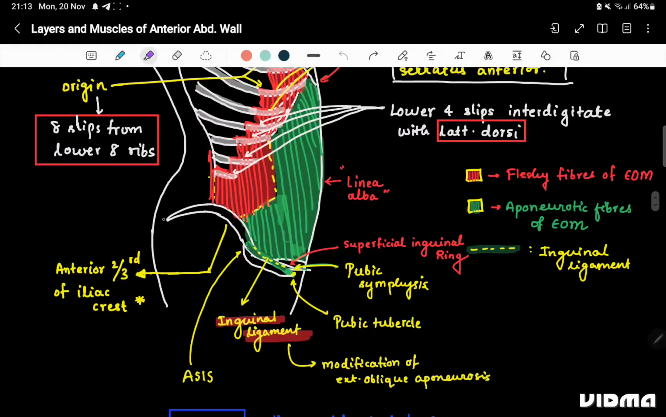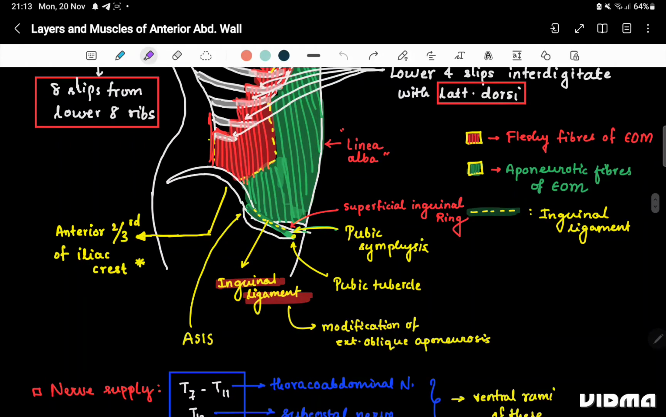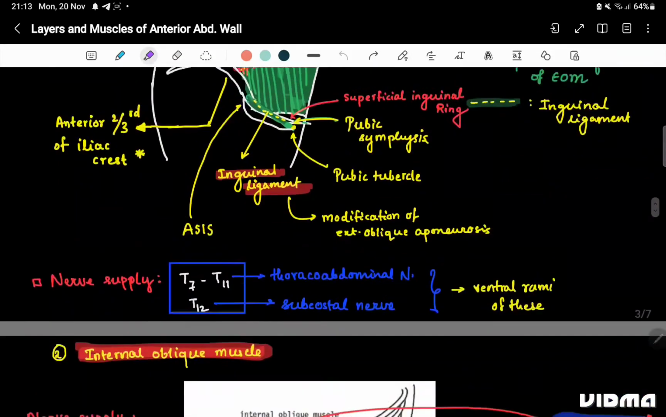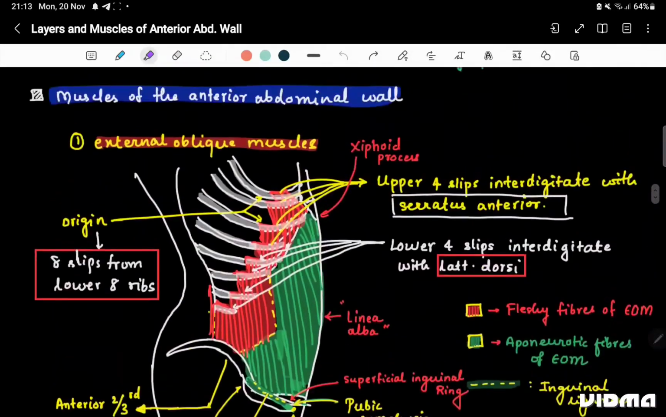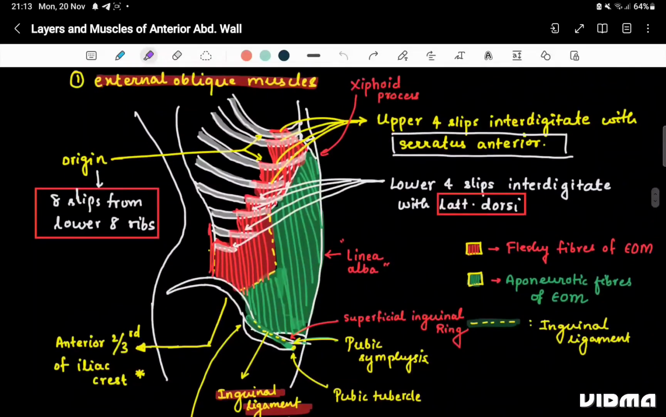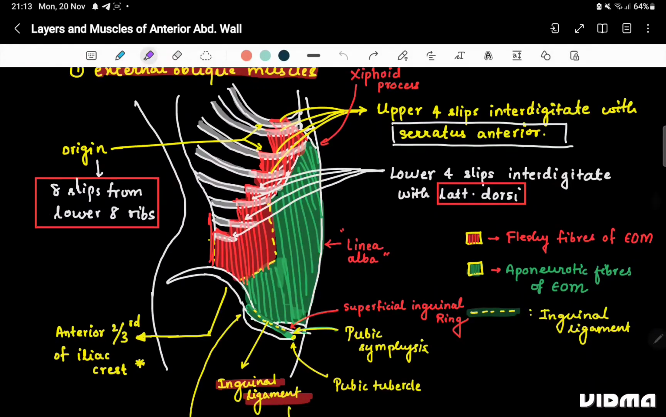What is the insertion? We have the iliac crest here. The anterior two-thirds of the iliac crest will be the attachment, your inguinal ligament, your pubic symphysis, pubic tubercle, and your ASIS. So these are the attachments of your external oblique muscle. Understood? The external oblique muscle has fleshy fibers, and these are the aponeurotic fibers of the external oblique muscle.